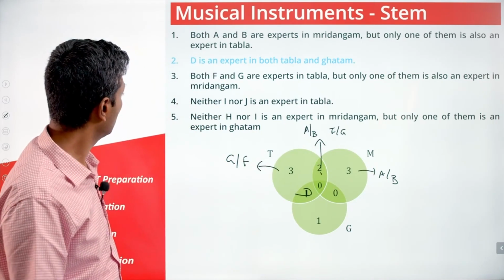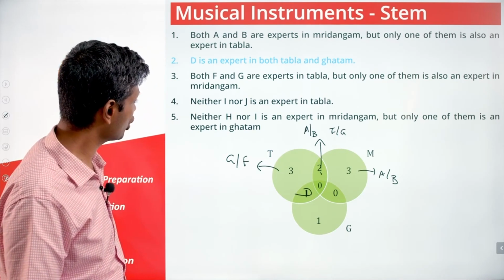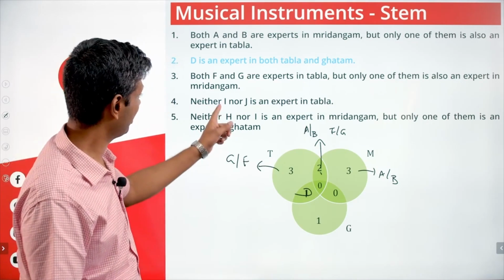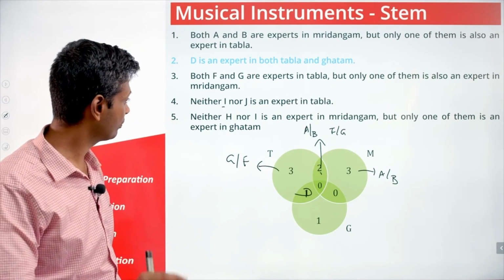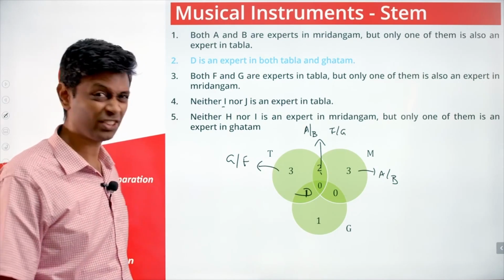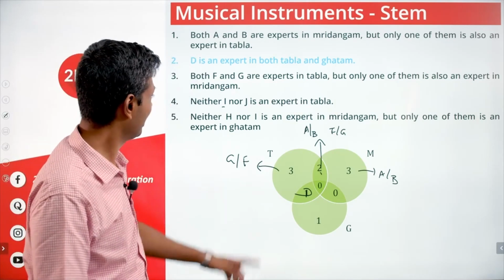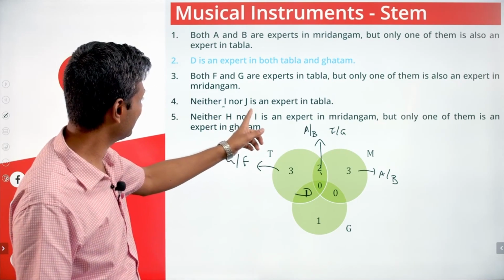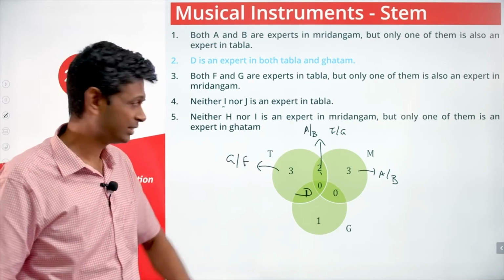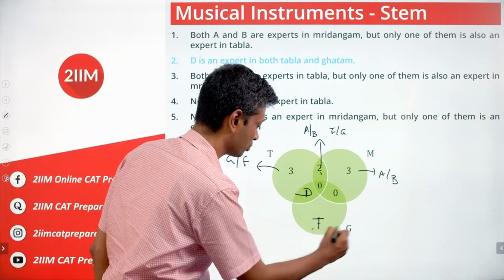Neither I nor J is an expert in tabla. Neither H nor I is an expert in mridangam. I really like one thing. I can trap I. I is not an expert in tabla. I is not an expert in mridangam. Actually, "I is not" is wrong English, it should be "I am not," which is also true. I am not an expert in any of these. So neither H nor I is an expert in mridangam, and neither I nor J is an expert in tabla. So I is not on this list, is not on this list, or this one. It should be I.